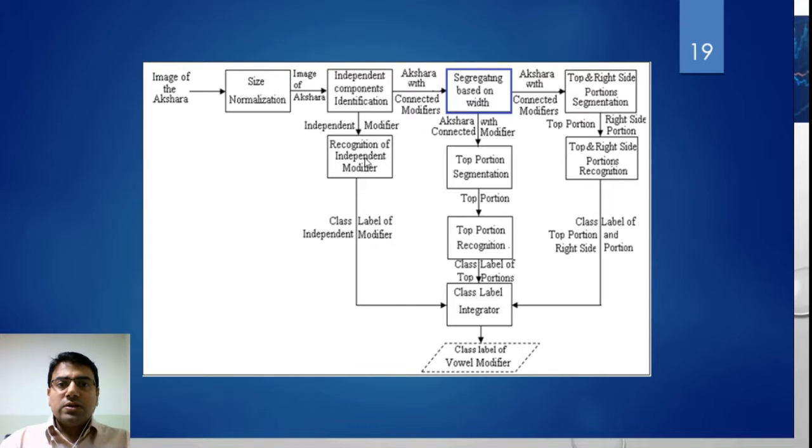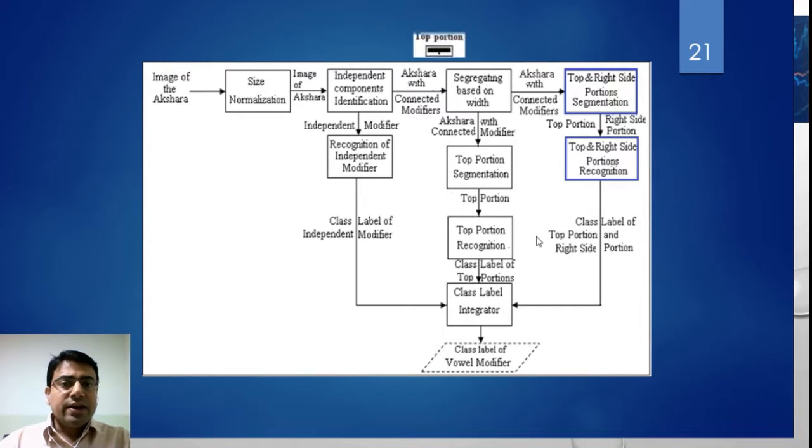Later on, the segregation of the Akshara is carried out based on the width. If an Akshara has both the right side and top portion, then its width is greater. Therefore, it is further given to top as well as right side portion segmentation. If an Akshara has only the top portion, then its width is lesser. Then the top portion segmentation is carried out. These are examples of top portion segmentation. After the segmentation is performed using the Gabor filter based method, the top portion is recognized using an artificial neural network.